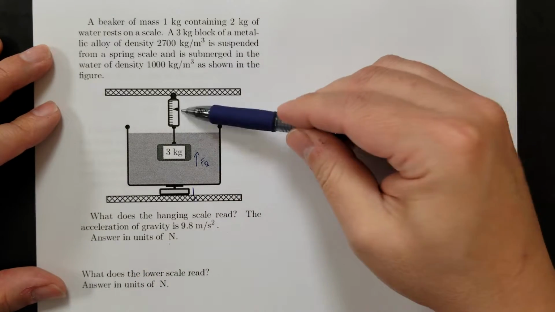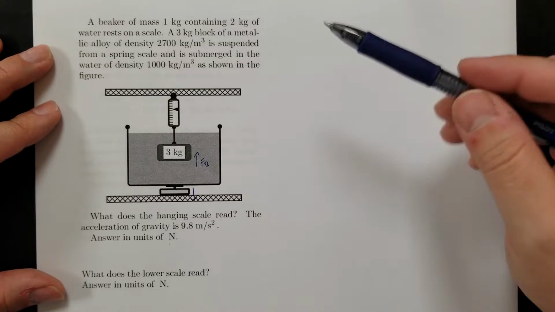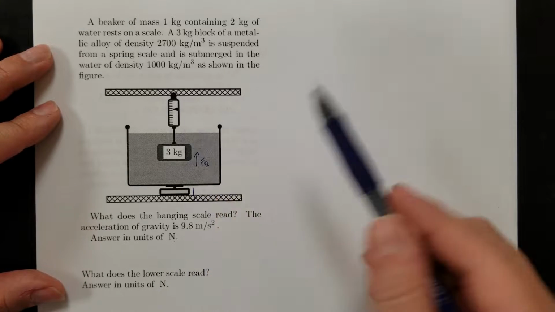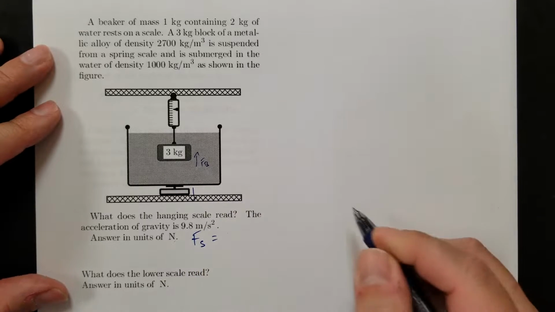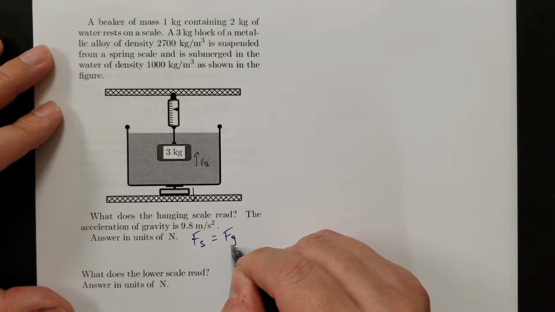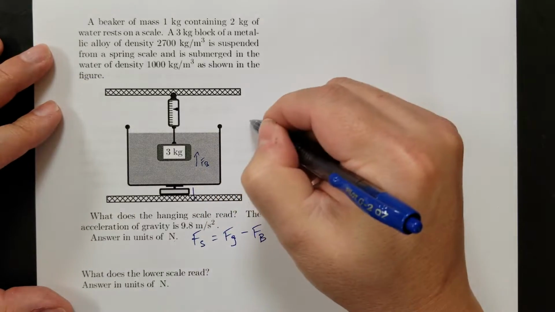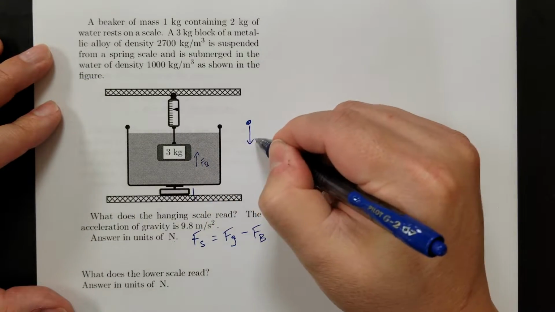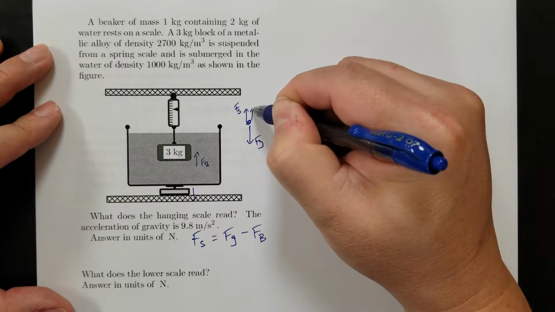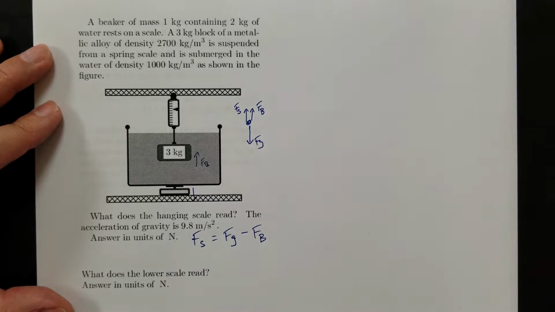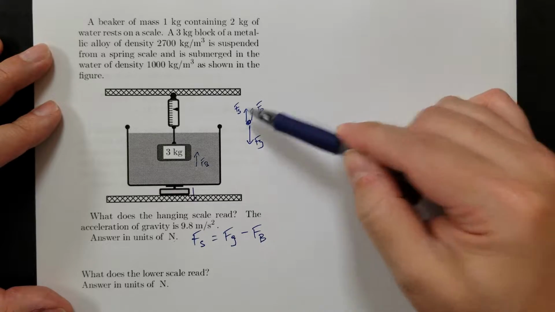So this scale is going to get lower, and this scale is going to get higher, both by the same amount, right? So what does the hanging scale read? To figure this out, we just need to figure out what the buoyant force is, right? So the force of the scale is going to equal the weight of the block minus the buoyant force, right? Because if you think about drawing a free body diagram for that block, there's Fg pulling down, there's the scale pulling up, and there's a buoyant force pulling up also. So the scale is going to be the difference between that one and that one, right? So this one minus that will leave me with the scale.